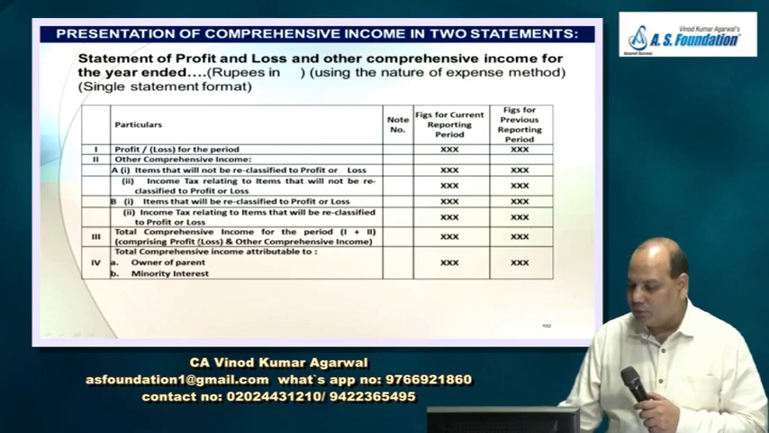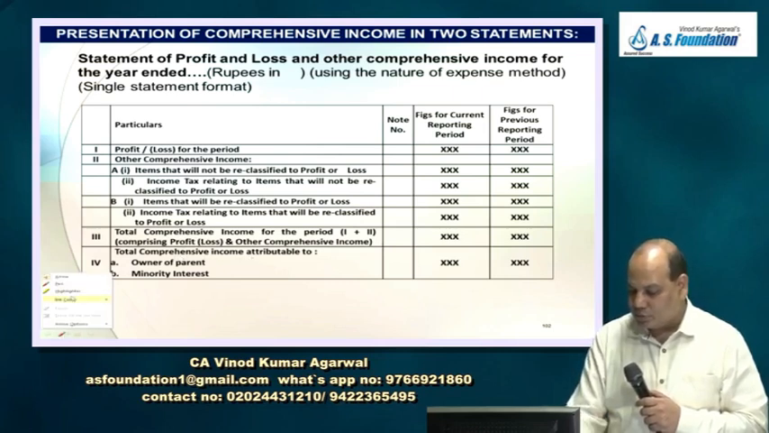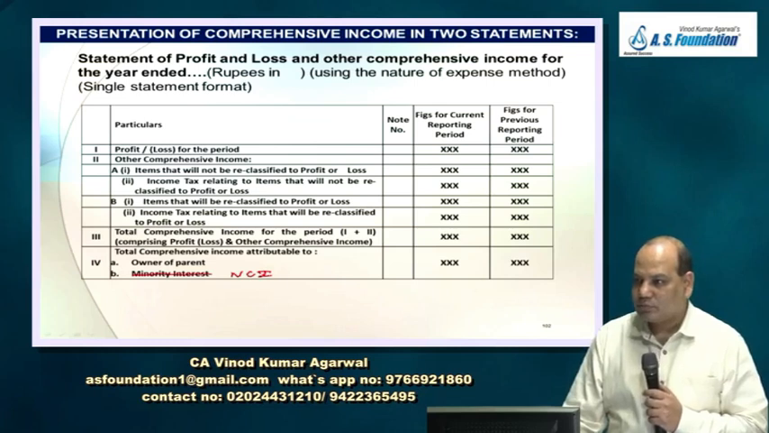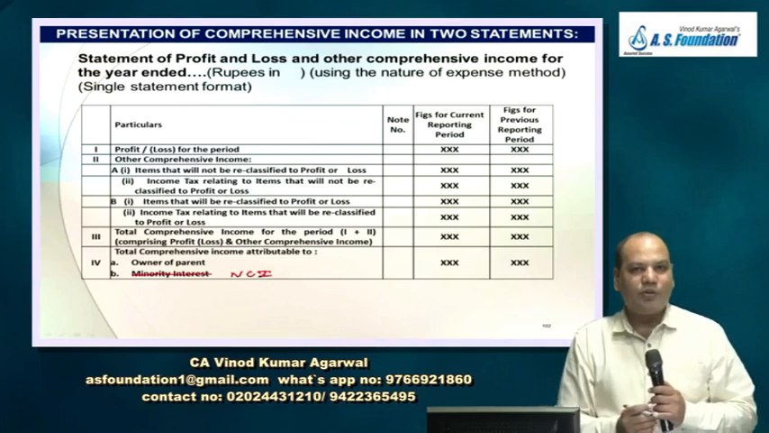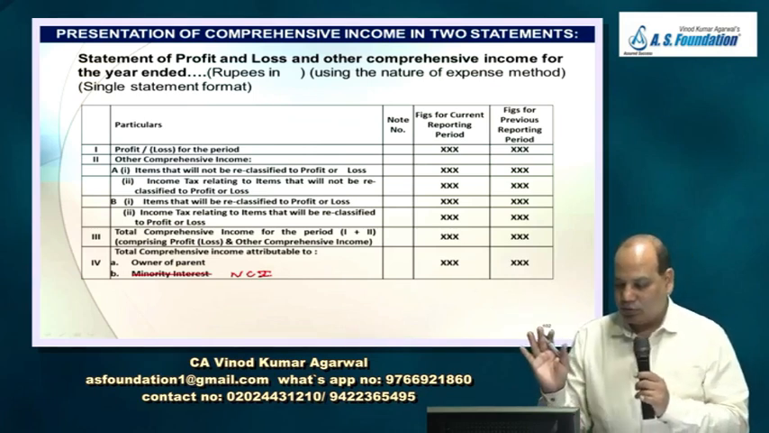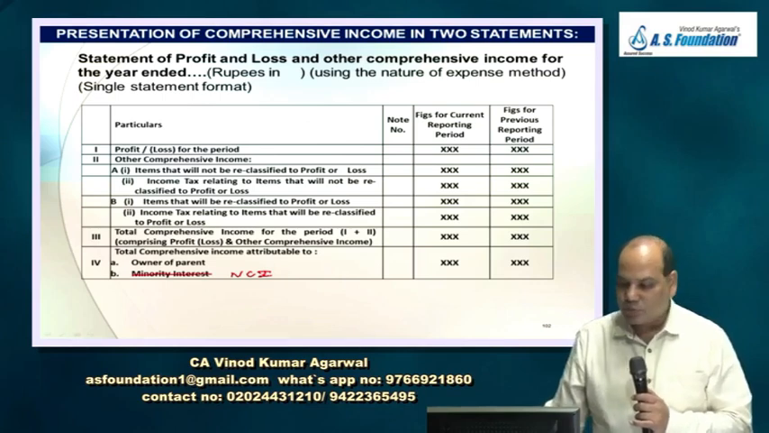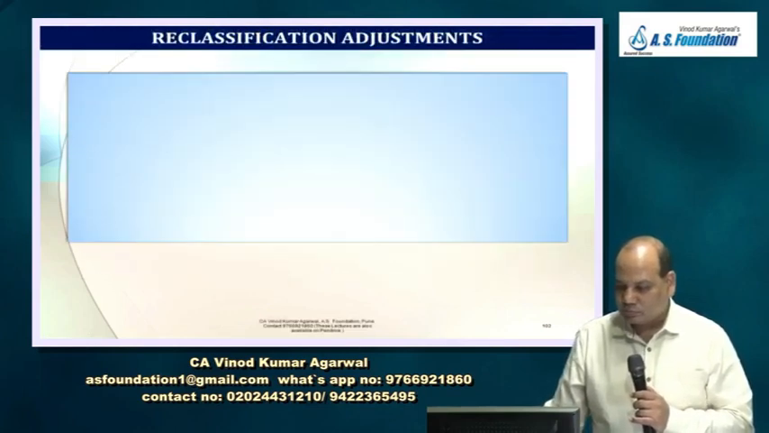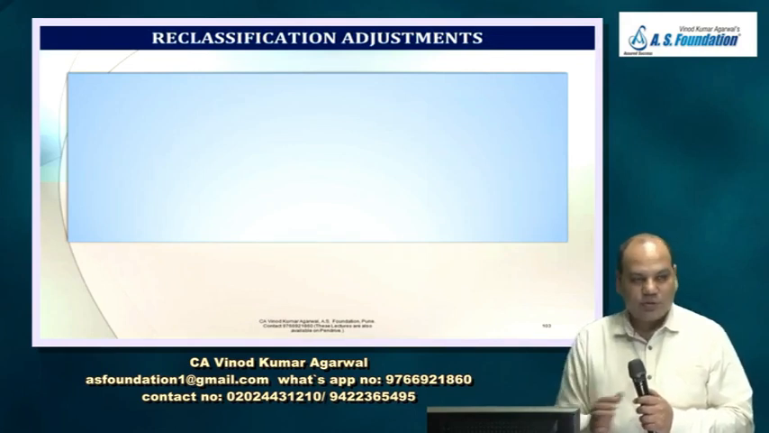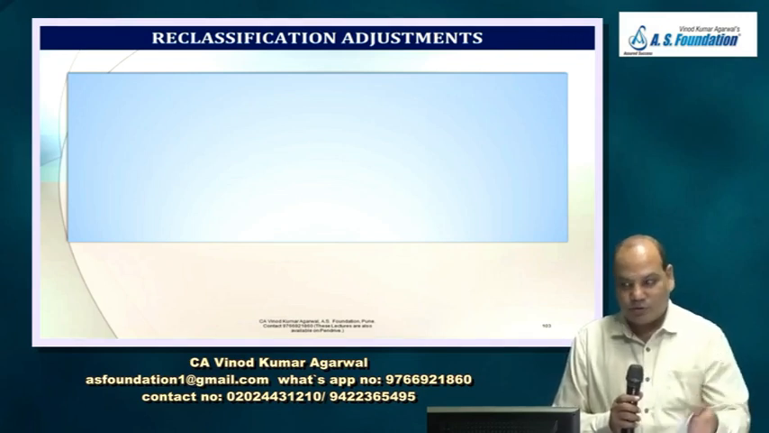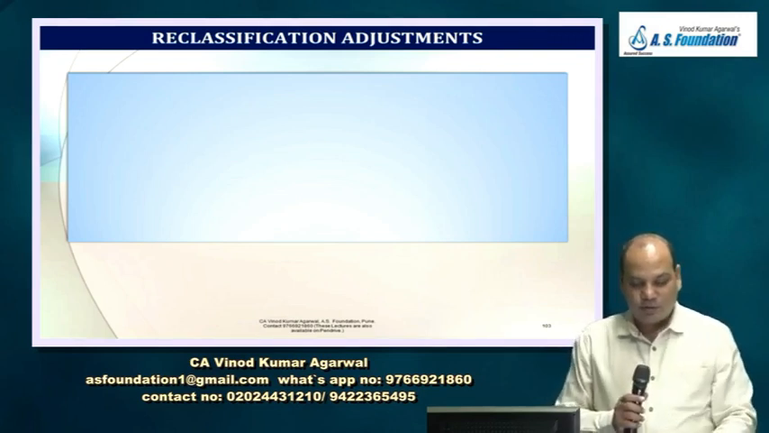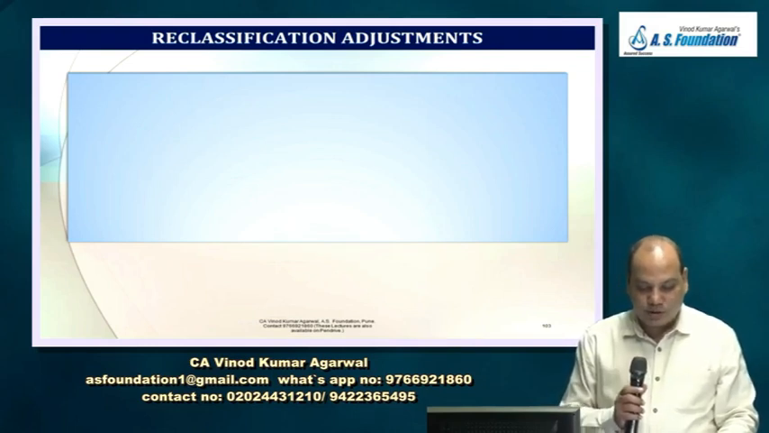In this format you will divide the total comprehensive income into two parts: owner of the parent and non-controlling interest. Okay. So in the P&L account, the profit will be apportioned between the two. In this format, the total comprehensive income will be apportioned between the two. So how much we have covered now? SOFP, profit and loss, OCI. Now we'll come to reclassification adjustments.